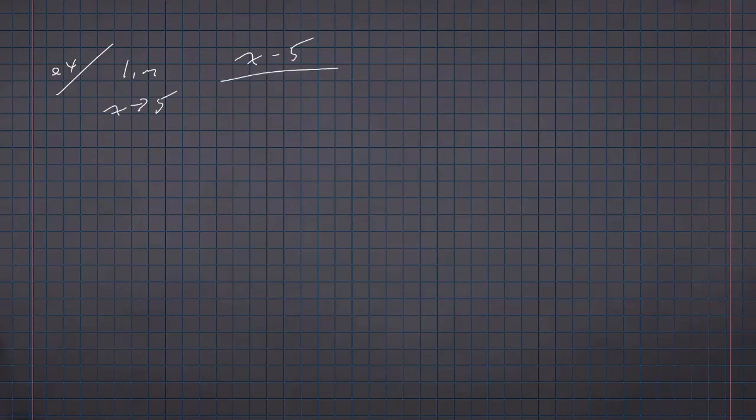I would like you to try a very similar looking problem. I'd like you to consider the limit as x approaches 5 of x minus 5 over x squared minus 25. Using the theorems that we've just been talking about, evaluate this limit. Take a few minutes to write that one out, and I'll see you in the next video.